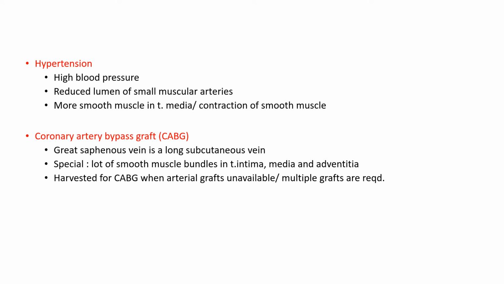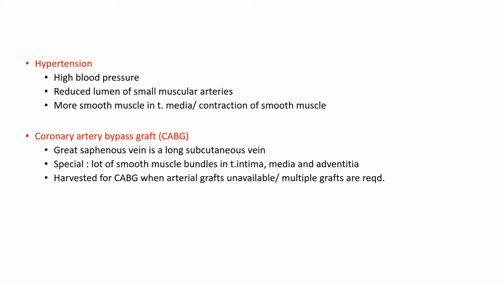Another interesting fact is about the coronary artery bypass graft. Usually some suitable arteries are accessed to provide the bypass graft, but sometimes the great saphenous vein of the lower limb, which is a long subcutaneous vein, is used in coronary artery bypass graft. Why is this vein used?